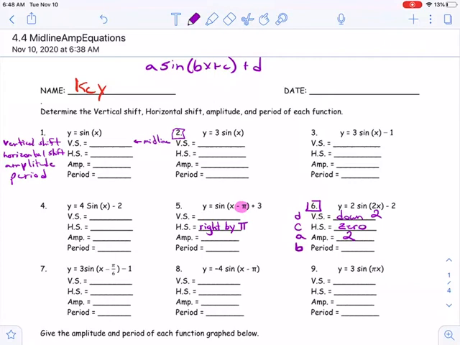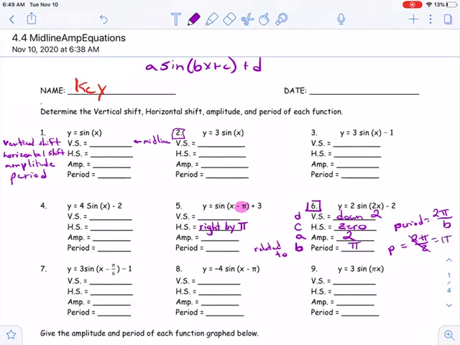And then finally we have our period, which is going to be governed by this B value. It's not directly B, so maybe I'll put "related to," because I don't want you thinking that our period here ends up being 2. So for sine or cosine, the period is 2 pi divided by your B value. So our period here is 2 pi divided by 2, or pi.